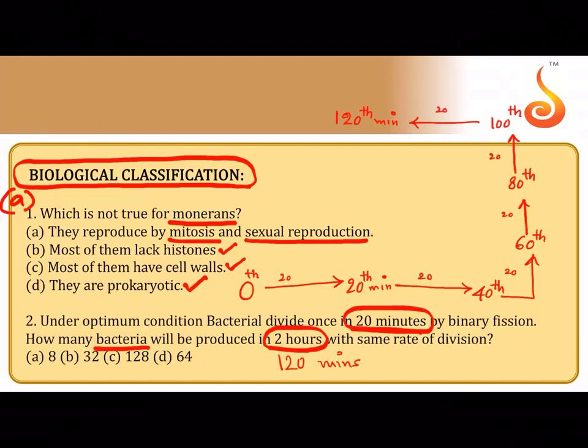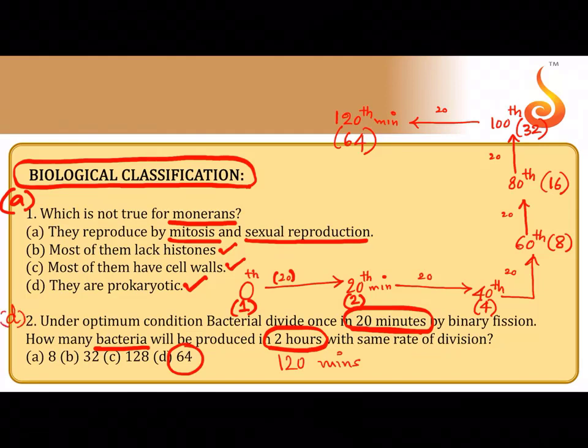At the 0th minute, we had 1 bacteria with us, and we know that after a 20 minute interval, it becomes 2. So at the 20th minute, it has become 2. By the 40th minute, 2 has become 4. By the 60th minute, 4 has doubled into 8. By the 80th minute, again after 20 minutes where each one doubles, 8 doubles into 16. 16 doubles in the next 20 minutes, that is by the 100th minute, into 32. And 32 doubles into 64 by the end of 2 hours. So the answer is 64. That is the last option.